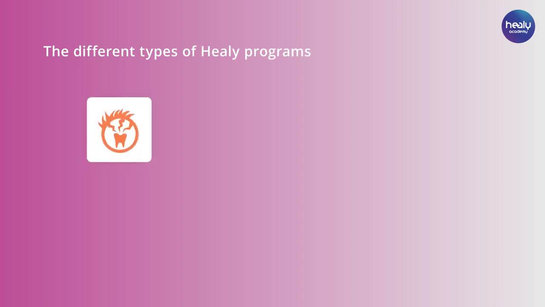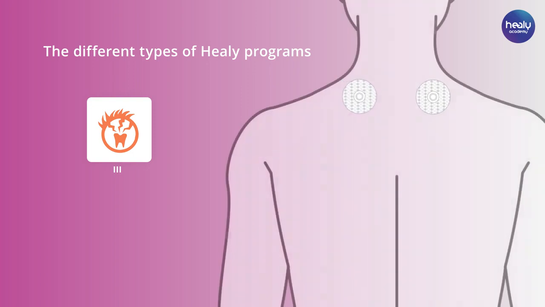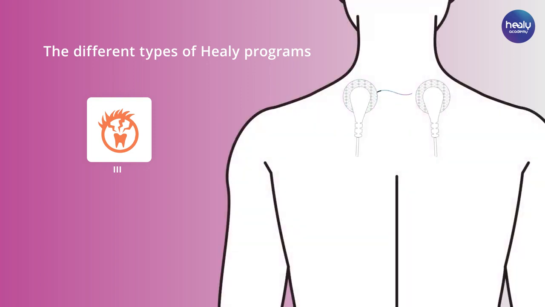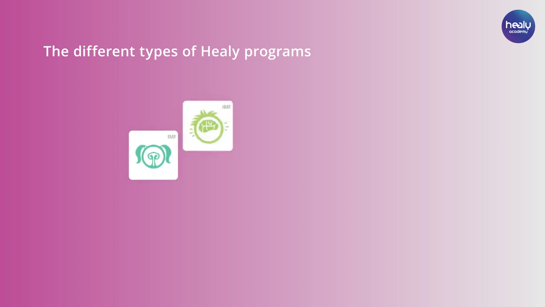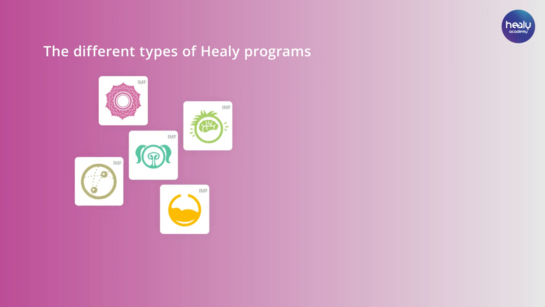On the one hand, there are the classic microcurrent programs, which usually contain only one or a few frequencies, such as Program 3. These programs are usually applied locally with adhesive electrodes and serve only one specific purpose. Then there is a variety of different individualized microcurrent frequency programs for all kinds of different topics.